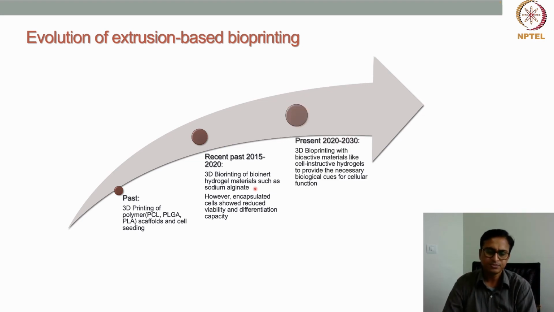Now the recent trend: bioactive materials are mostly used for printing 3D structures, and cells are encapsulated within these bioactive materials. Recently, cell-instructive hydrogels are mostly used for preparing 3D structures so that we can provide the necessary biological cues for functional tissue fabrication. So the cell function can be fully established, because with extrusion bioprinting the current trend is to mimic the tissue structure, and not only the structure but also the function of that particular tissue. That's why the biomaterial or the bioink is very important, and nowadays the trend is to print with bioactive materials. So that's the current trend.